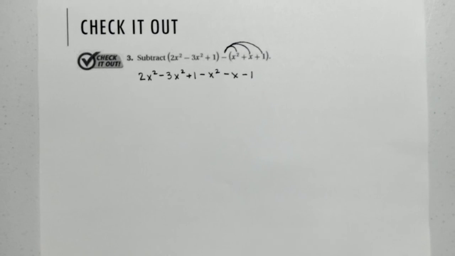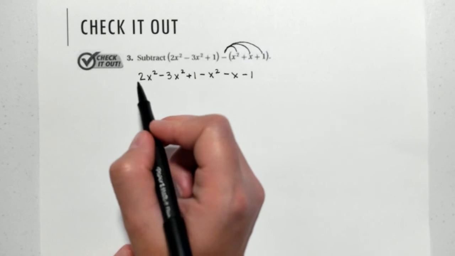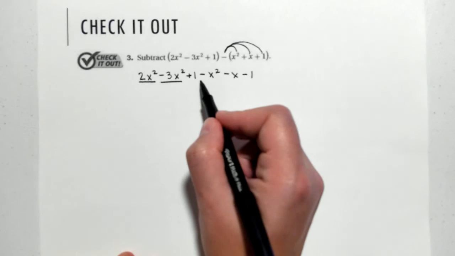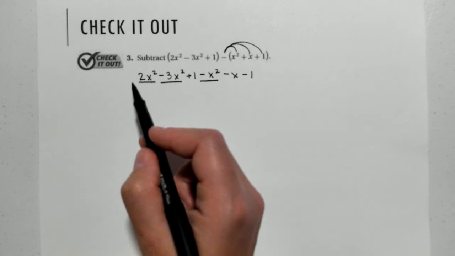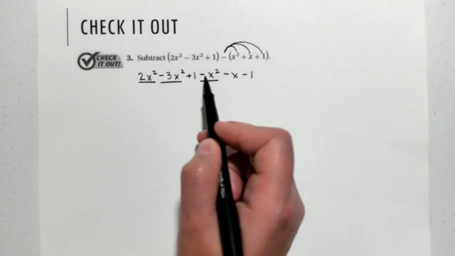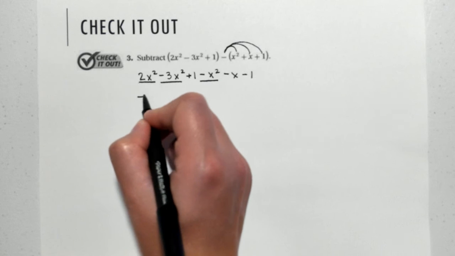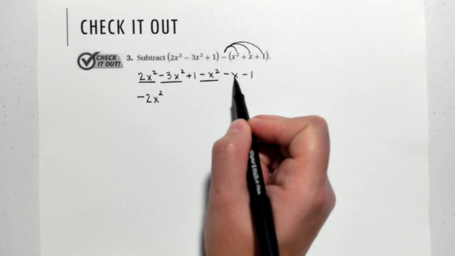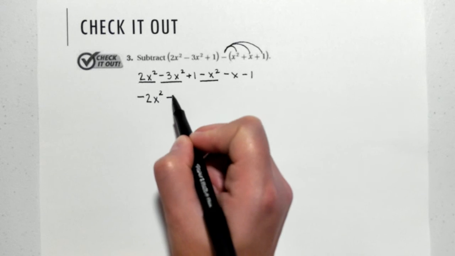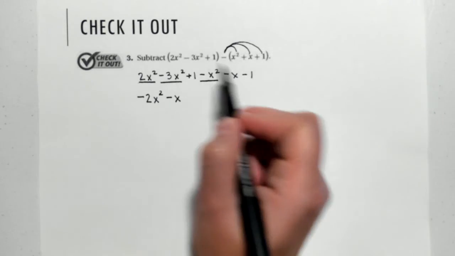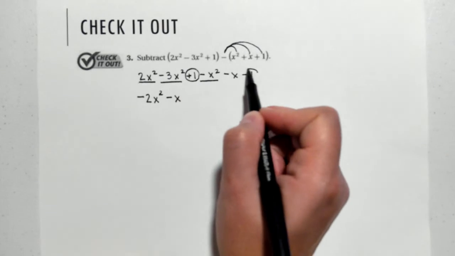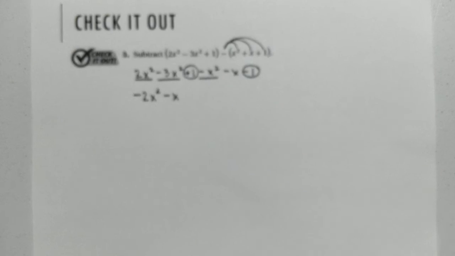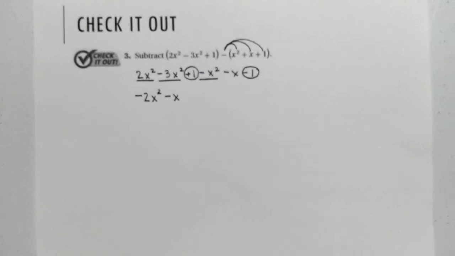So now I'm going to go ahead and combine my like terms. So 2x squared minus 3x squared minus 1x squared. 2 minus 3 is negative 1. Minus 1 is going to be negative 2. So negative 2x squared. And then x is the only x here, so minus x. Plus 1 minus 1 gives me 0. So my simplified expression is negative 2x squared minus x.